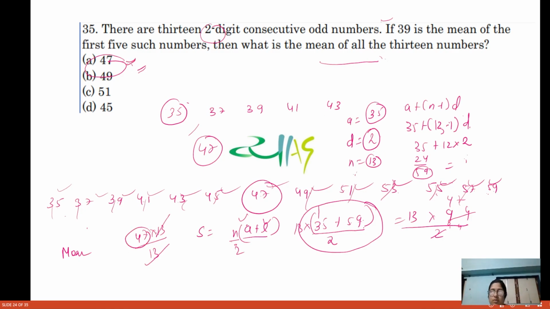सो आई टोल्ड यू 2 मेथड्स टू फाइंड द मीन हियर. क्या क्या मैंने आपको बताया? फर्स्ट तो आपने इंट्यूटिवली पता कर लिया कि टू डिजिट कॉन्सिक्यूटिव ऑड नंबर से 39 मीन है, तो नंबर चालू कहाँ से हो रहे हैं. ऑल राइट. उसके बाद मैंने आपको ये मेथड बता दिया कि इसको एक्सटेंड करके लिख दीजिए, जो बीच का नंबर है दैट विल बी योर मीन.